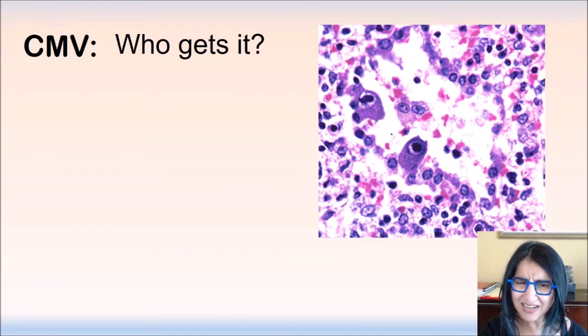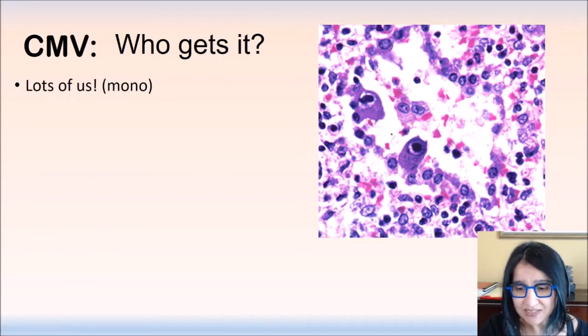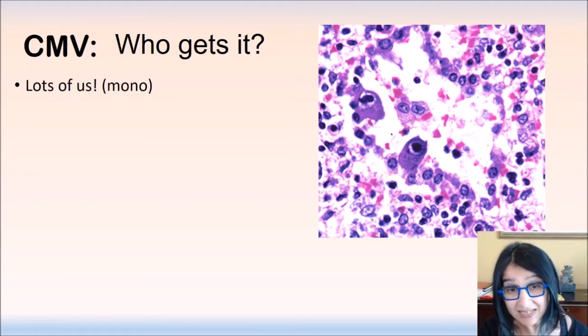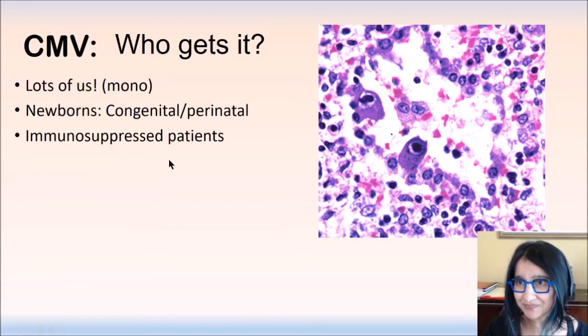And again, kind of like HSV, there are a lot of circumstances where you might see CMV. One of those circumstances might be a lot of us. Mononucleosis is classically associated with Epstein-Barr virus, but primary infection with cytomegalovirus can give you a mono-like illness, and not all of us really get tested for what virus is causing it. So fully about 20% of us, by the time we reach adulthood, have had a primary CMV infection.